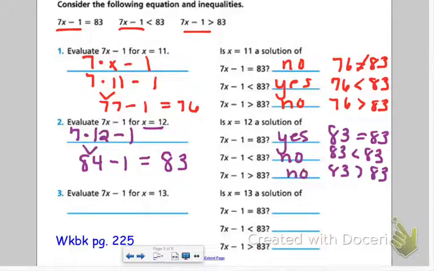No, it doesn't work for that inequality. So that solution, x equals 12, only works for the equation 7x minus 1 is equal to 83. All right, let's try x equals 13 now.